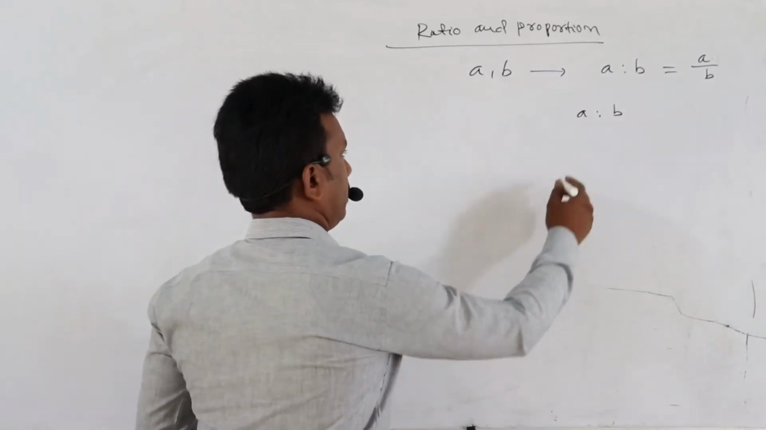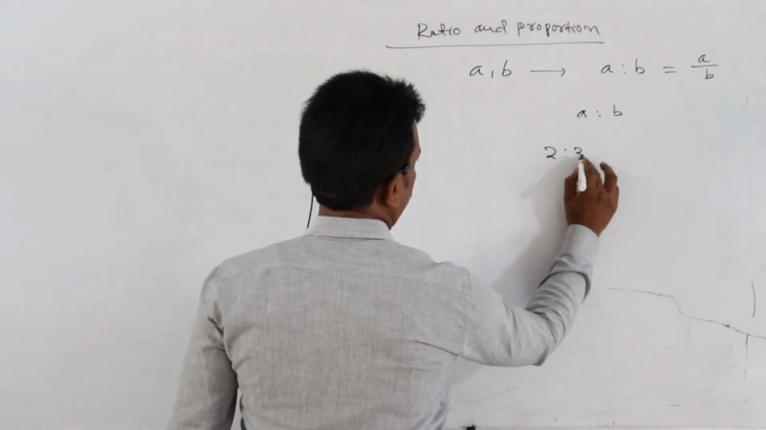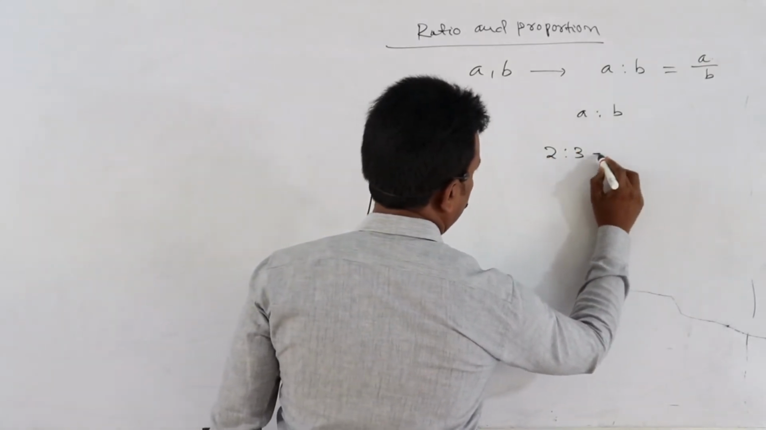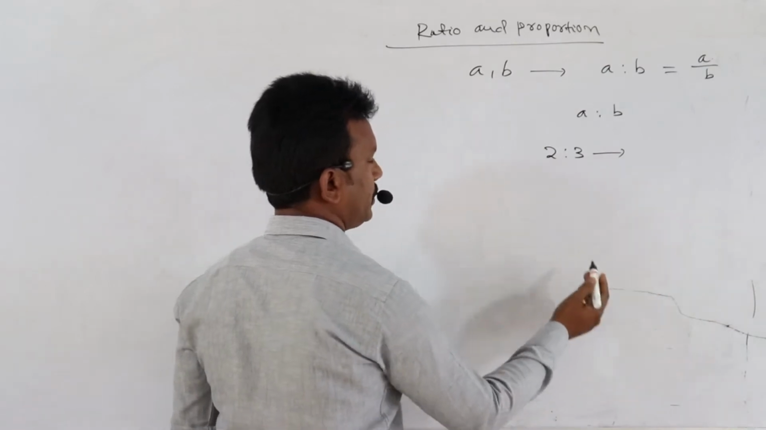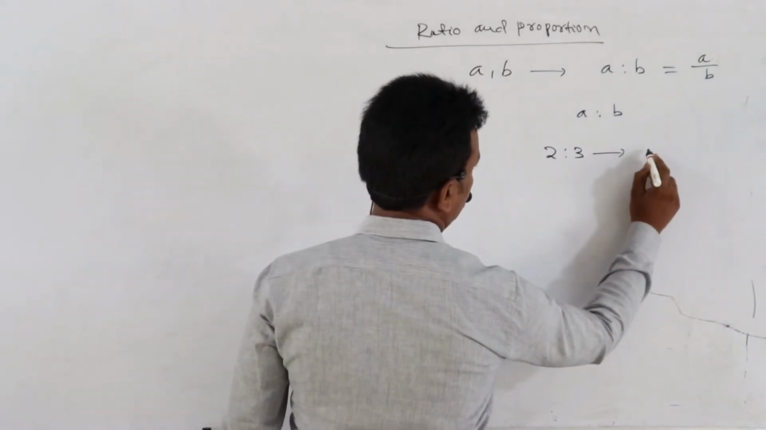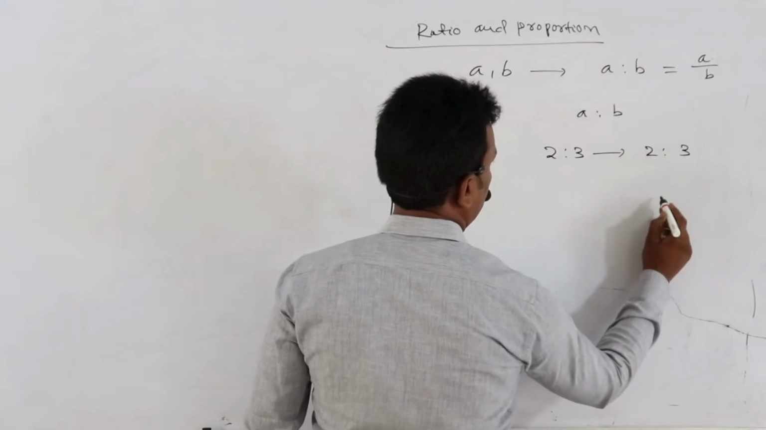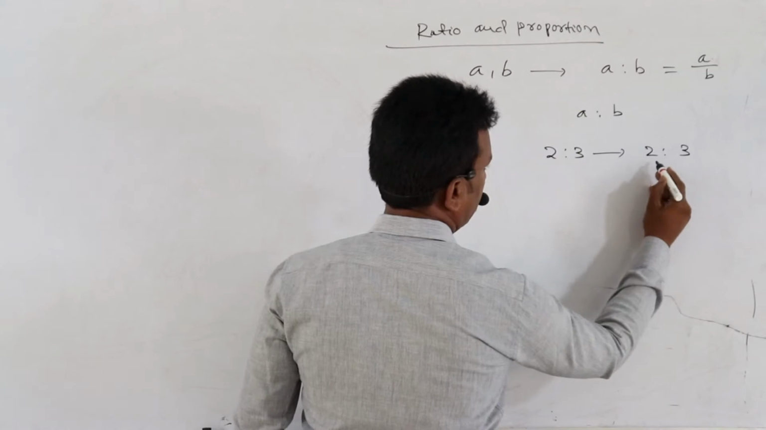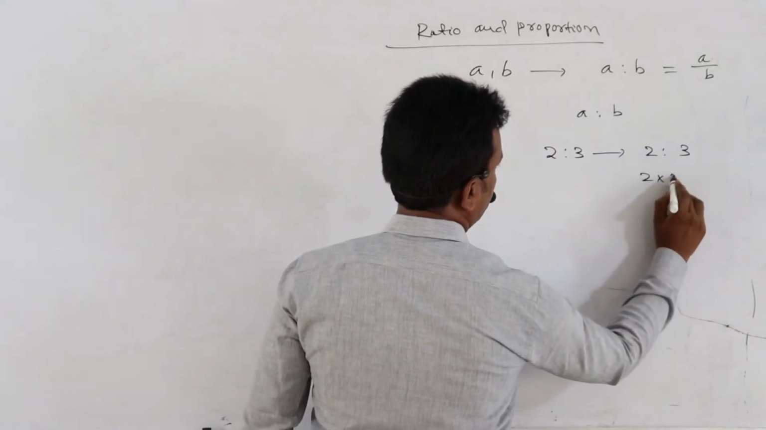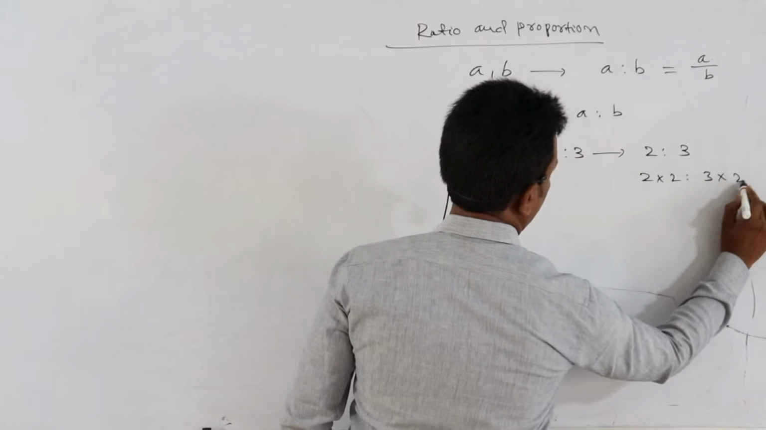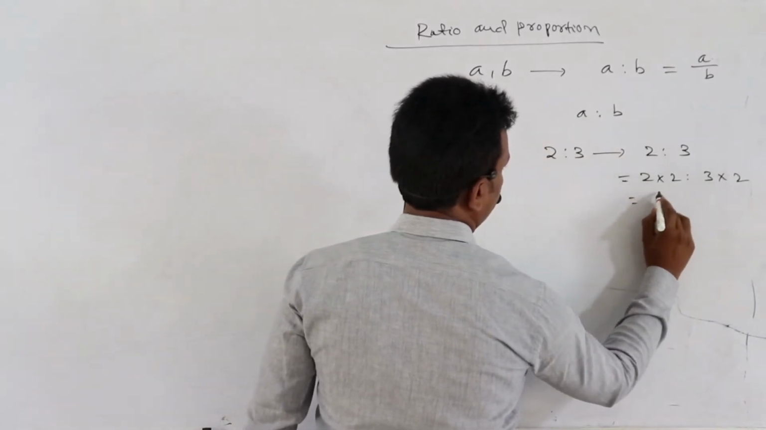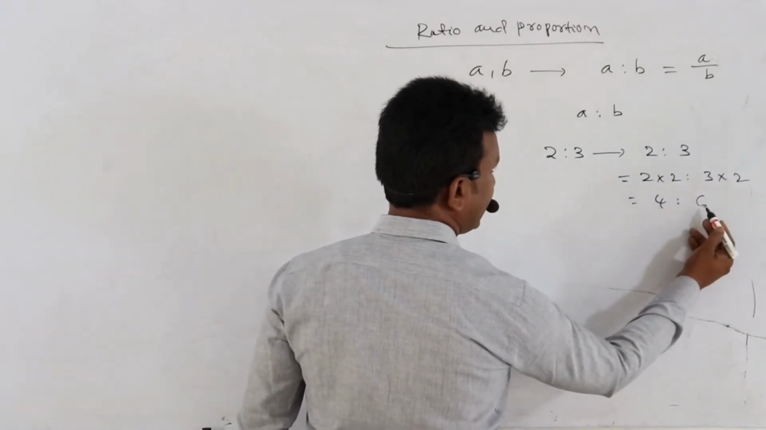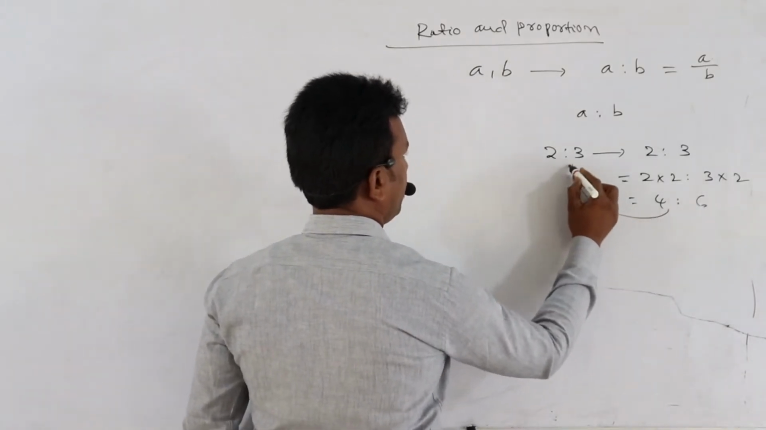Right. Suppose 2 is to 3 is a ratio. We can write an infinite number of ratios equal to 2 is to 3. Suppose 2 is to 3 is one ratio. We multiply the same number on both terms: 2 into 2 and 3 into 2. We get 4 is to 6. So the ratio 4 is to 6 is equivalent to 2 is to 3.